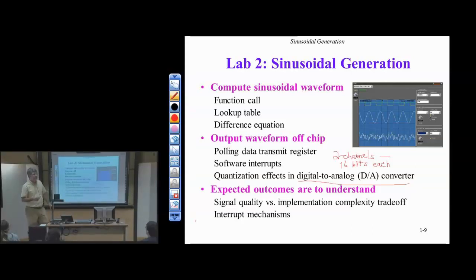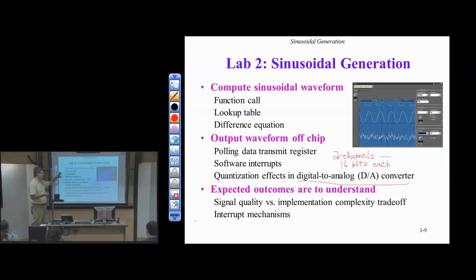So when you say pulling data from the transmit register and software interrupts, are you talking about two different methods? Correct, two different methods to get data off. Because we're trying to get, again, data from the processor to another chip external to the processor. The quantization happens separately. Quantization is going to have to happen in the processor. So you're going to send the quantized data to the D to A converter.